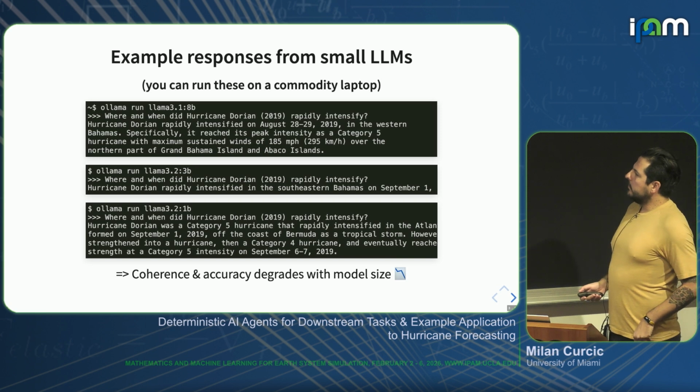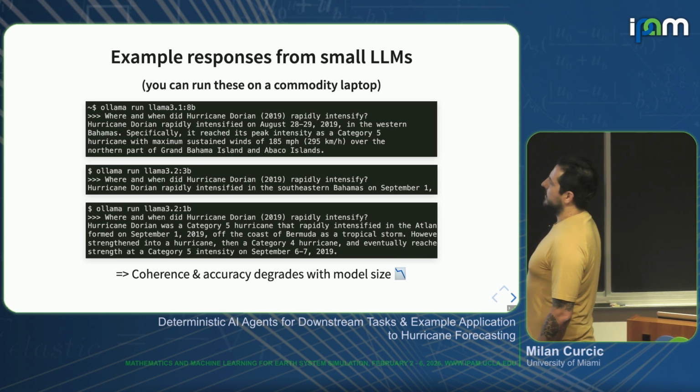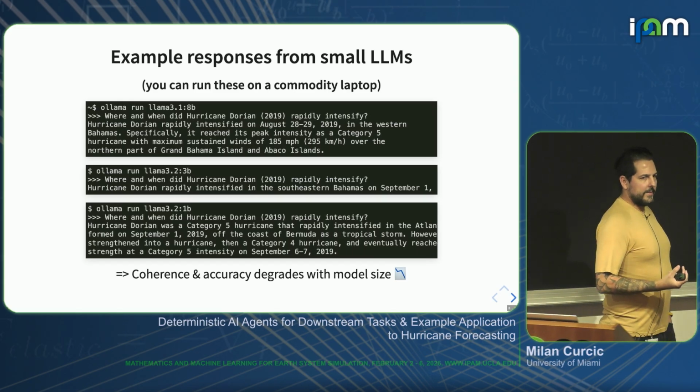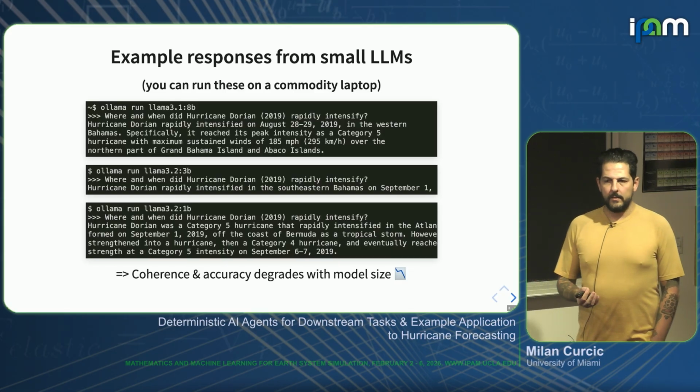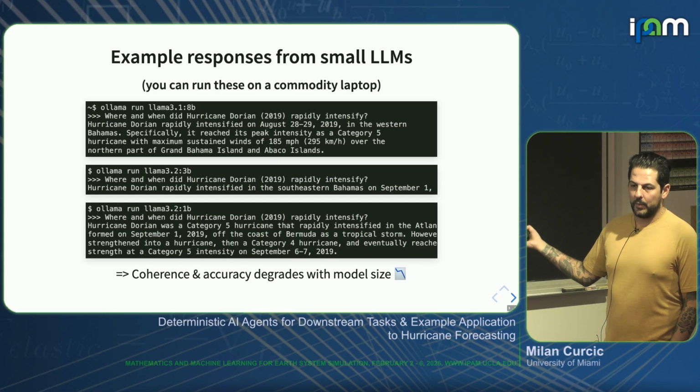I want to give you a few example responses from small LLMs. I started with small LLMs because I wanted to work with something that I can push to its lower boundary of capability, something that I could run locally quickly, and something that is at least open weight.